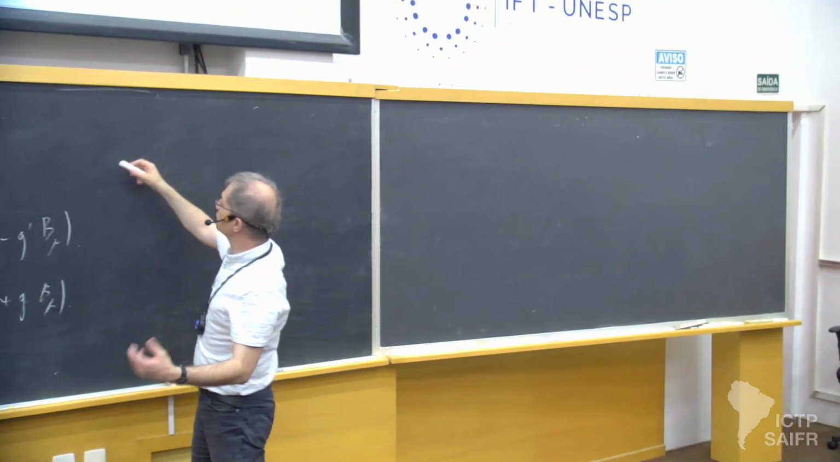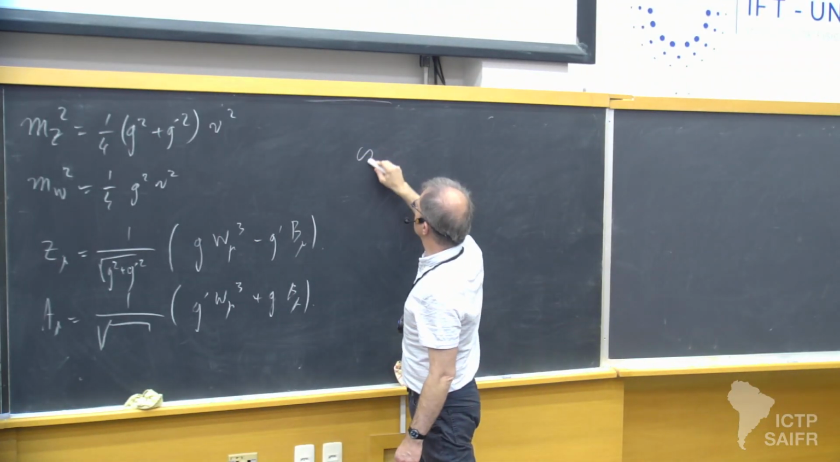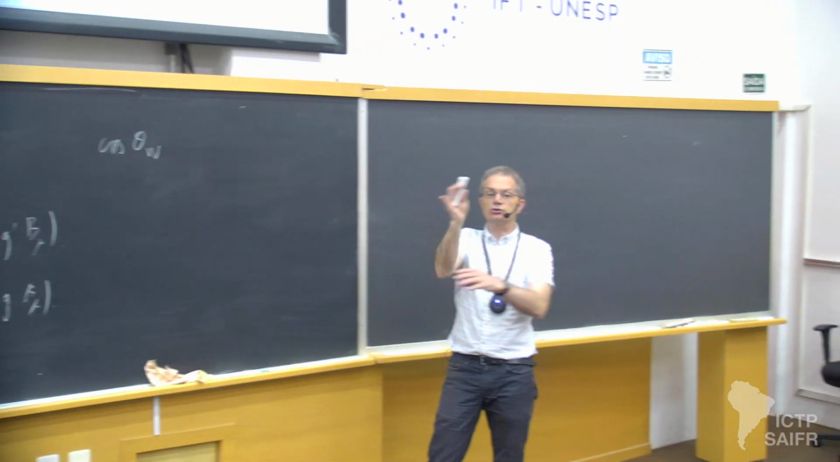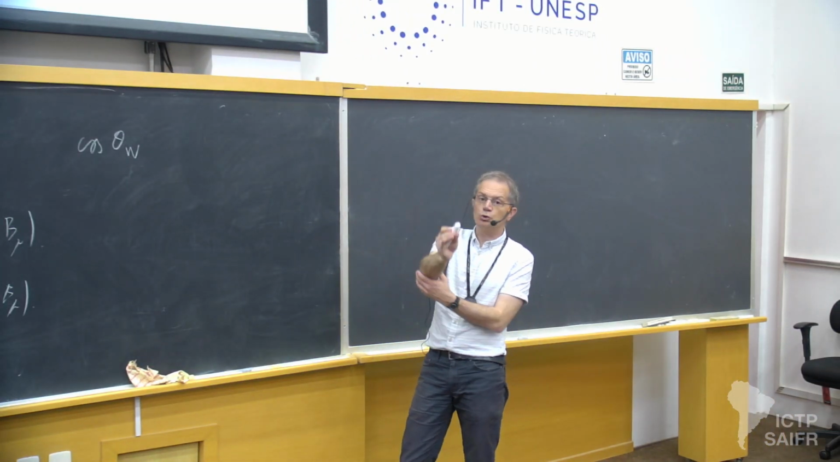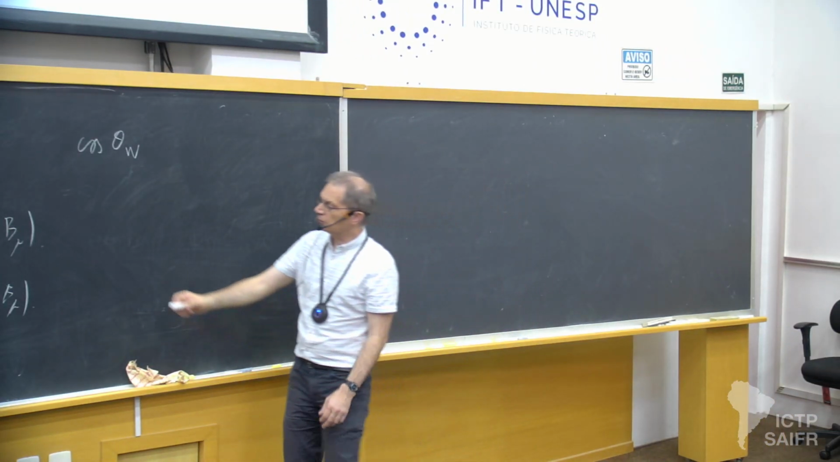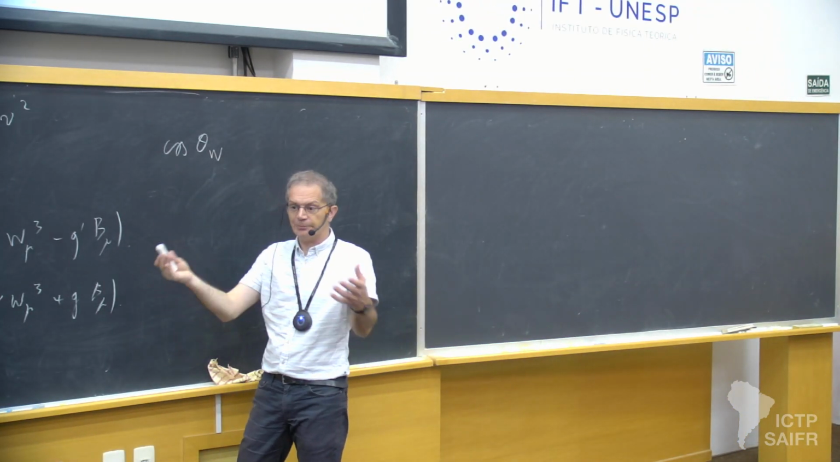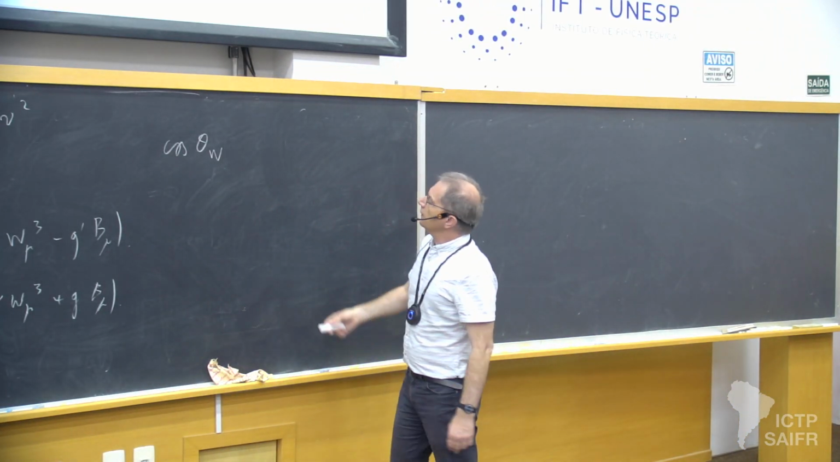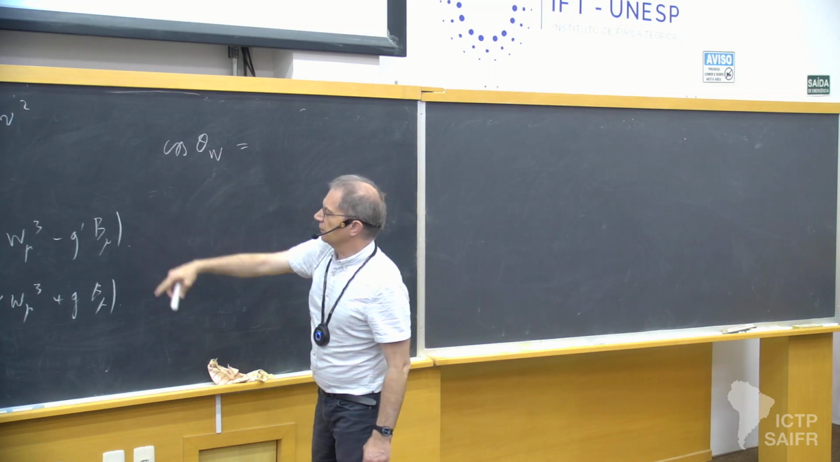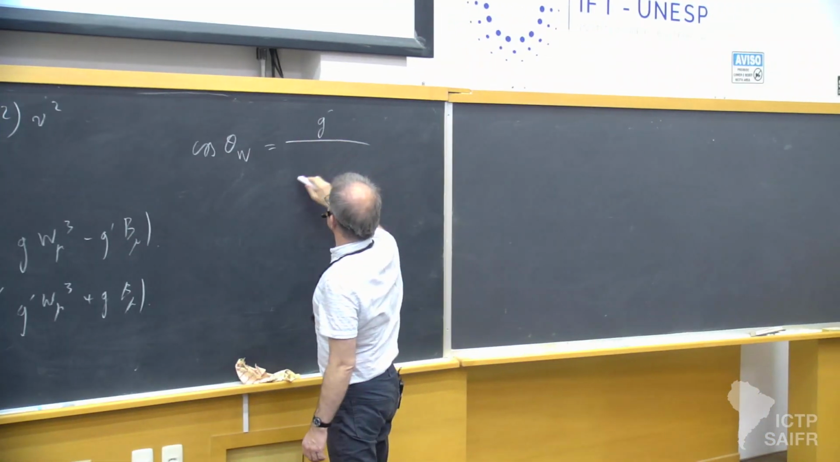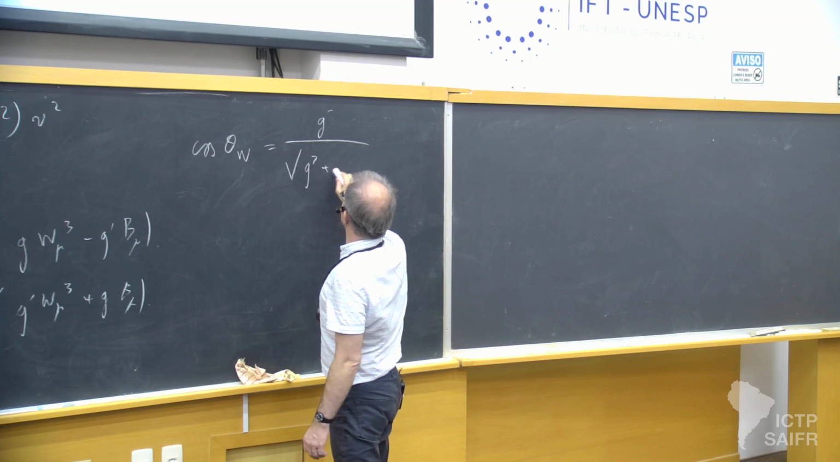So in the rotation there is a mixing angle, theta W, which just measures the rotation that you need to perform to go to the mass basis. So the Z and the photon are the mass basis. They are eigenstates of the mass matrix. And in this case, the cosine of the mixing angle is just, you can read it here, g divided by the square root of g squared plus g prime squared.